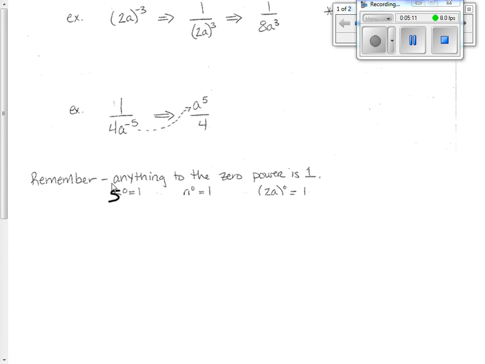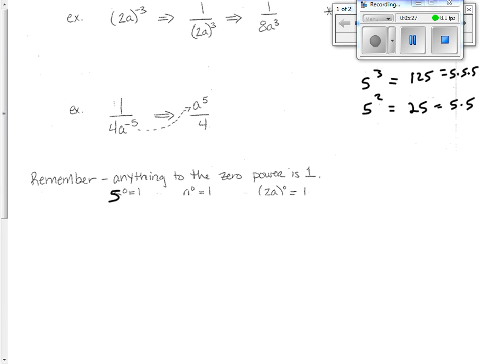And where that comes from is if I take 5 cubed, that's 125, which is 5 times 5 times 5. And 5 squared is 25, which is 5 times 5.